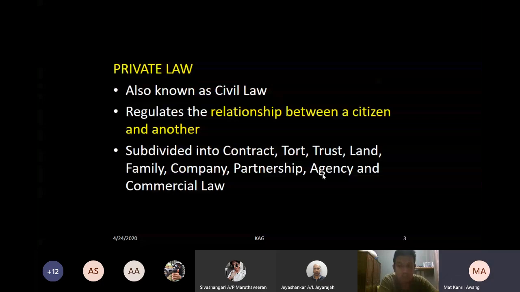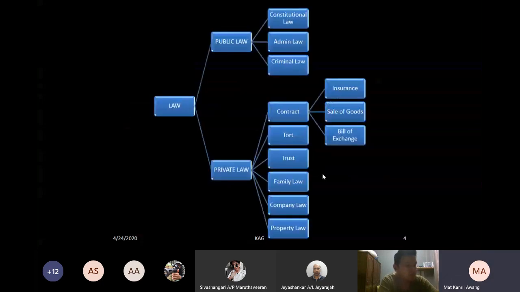So in the diagram, we can show in this format. You have law divided into two, public law and private law. Public law, you have three divisions: constitutional law, admin law, and criminal law. Private law, you have contract law, tort, trust, family law, company law, and property law. And contract law, you have laws regarding the insurance, sales of goods, and bill of exchange.